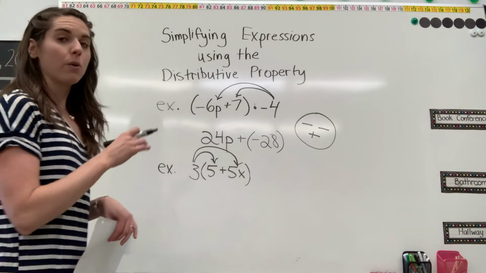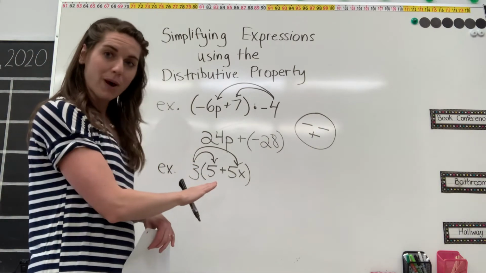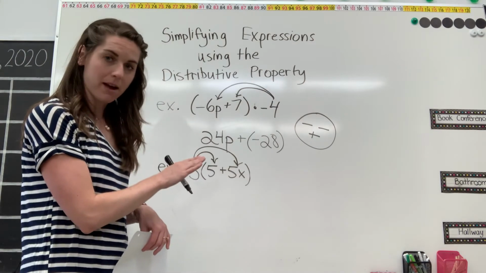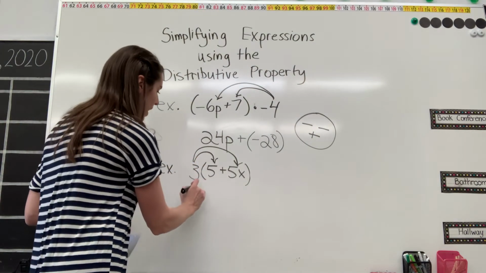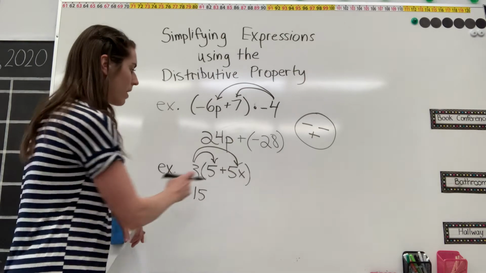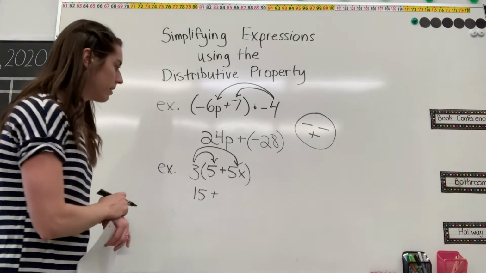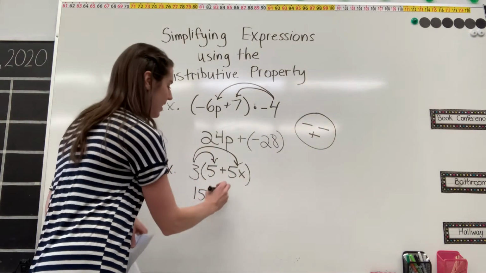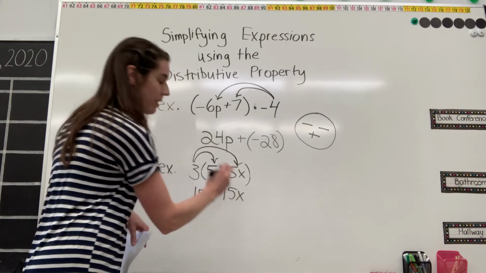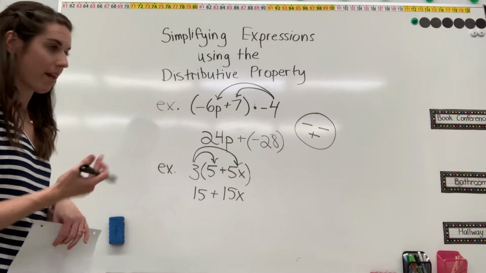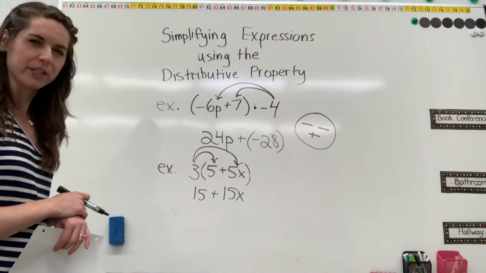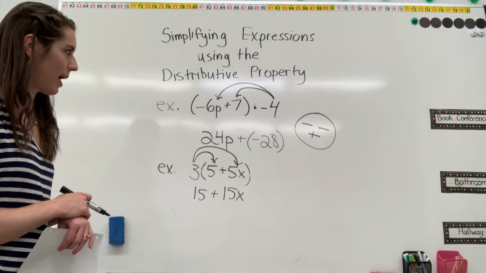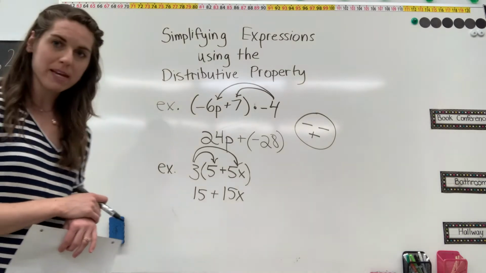So again, whenever you have a number beside a bracket, that means multiply. So 3 times 5 is 15. Carry down your plus sign. 3 times 5x is 15x. And there you have it. That one was pretty straightforward, I think. Okay, so hopefully that's making sense to you.